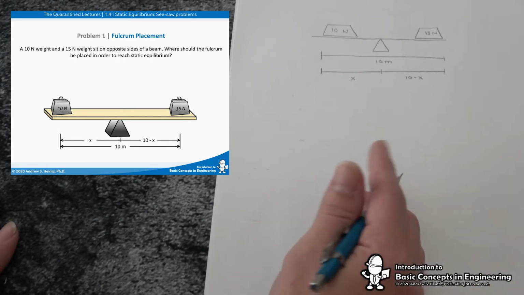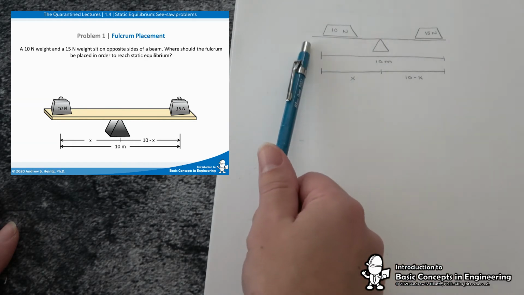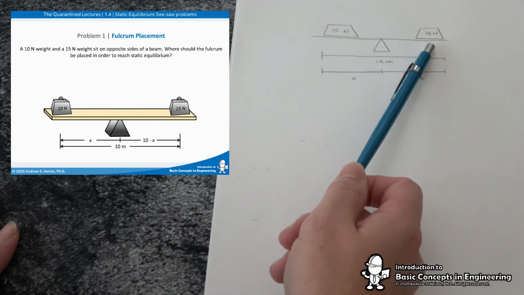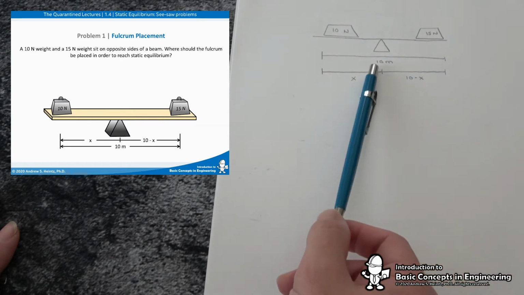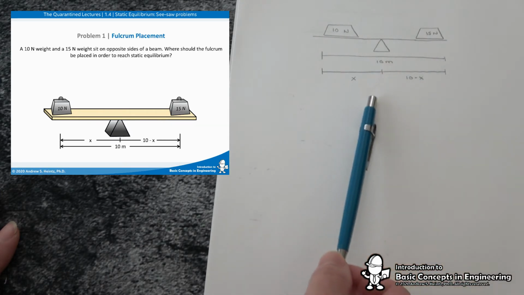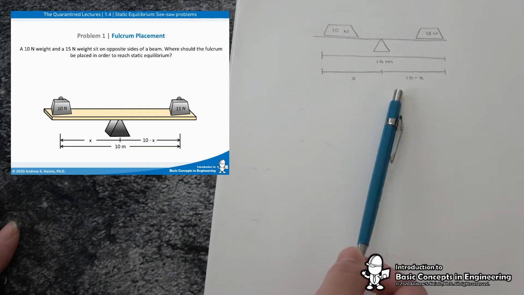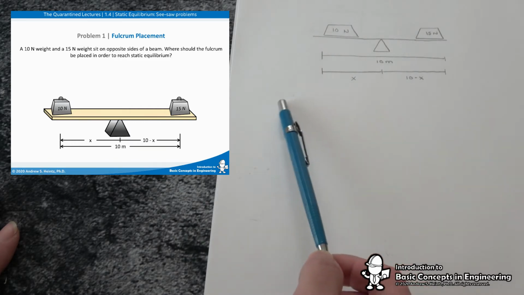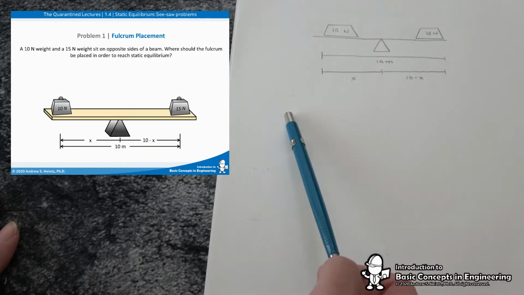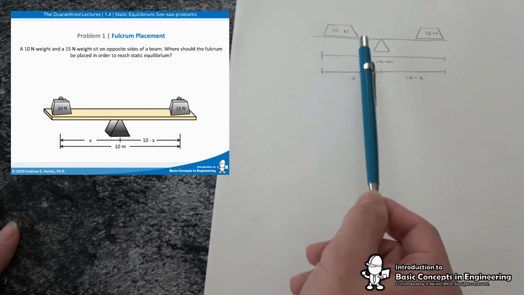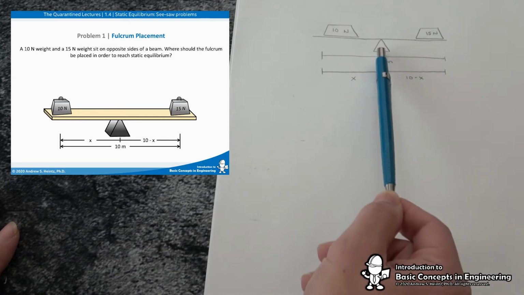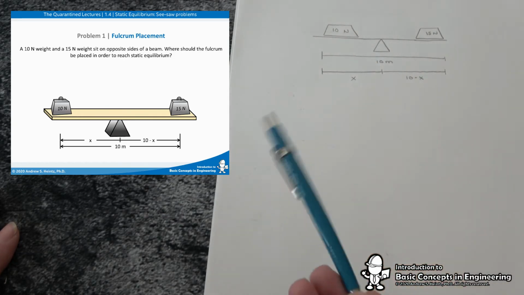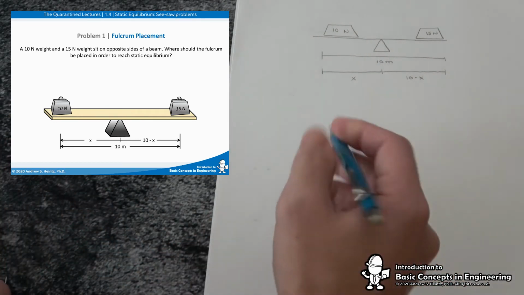All right, students, so in this problem, we have a 10 Newton weight and a 15 Newton weight that are 10 meters apart, and we're being asked to decide where to put the fulcrum in order to make this seesaw balanced. So what we're going to do is use the center of mass method, meaning that we are going to make sure that the center of mass of this combined object is where we put the fulcrum.